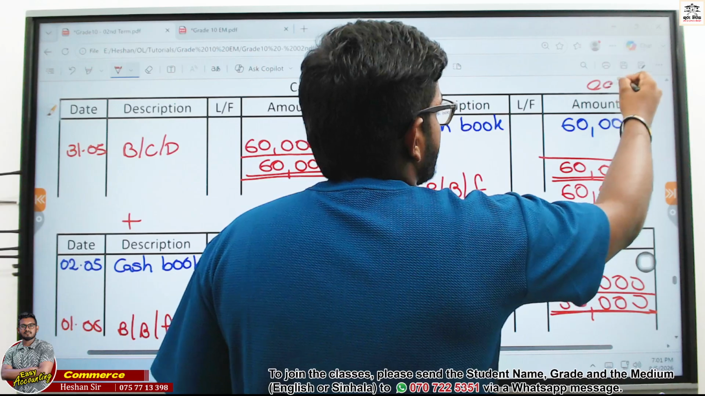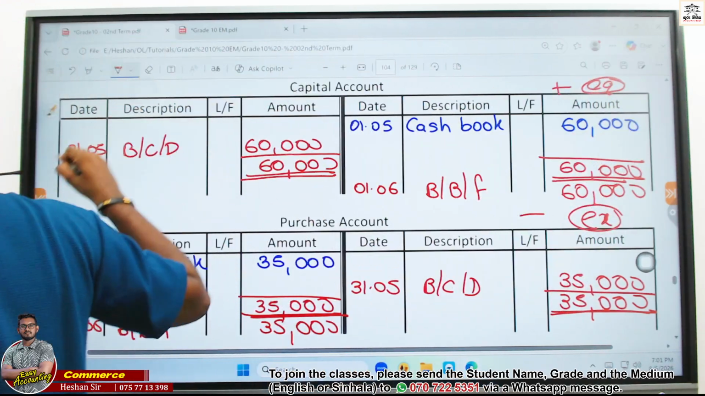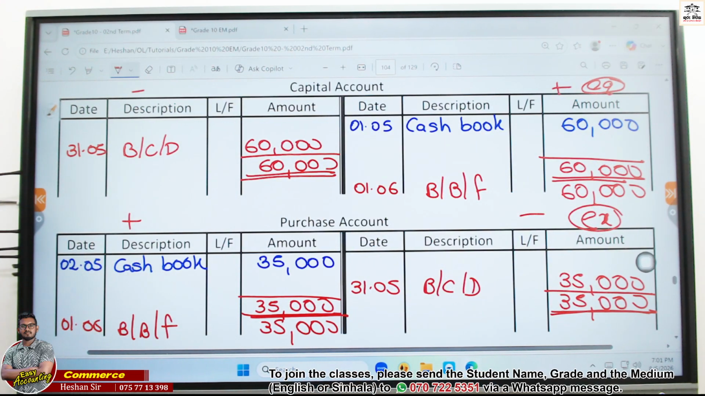Capital account is an equity type of account. Equity principle: increase credit, decrease debit. That's why the balance comes to the credit side. Send me the thumbs up.